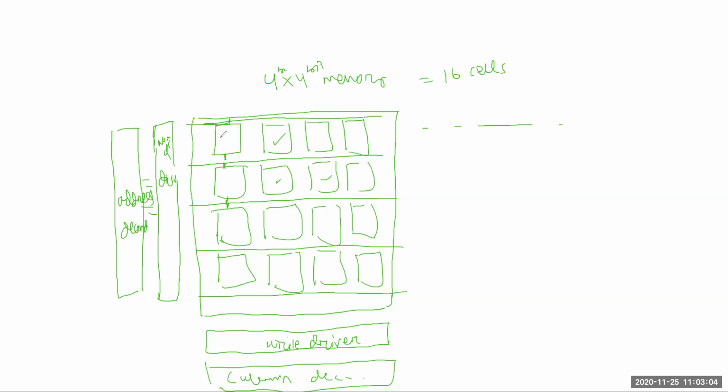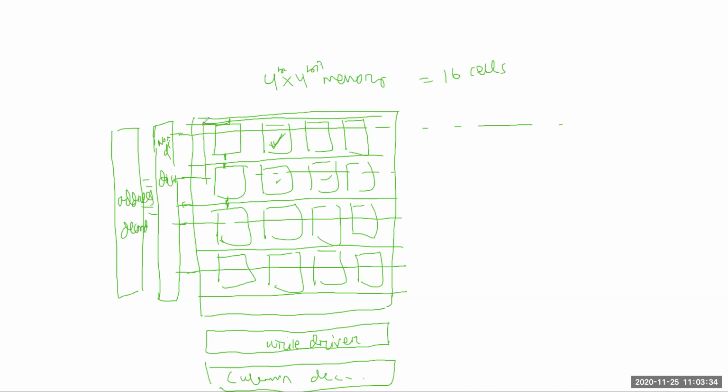Again the word line. Word line means that the access transistors' gate is common for all. For these 4 cells there is a word line. For these cells also there is another word line. This is another word line. This is another line. So these are the word lines. Word lines are connected here. The word line is required because suppose you want this cell.